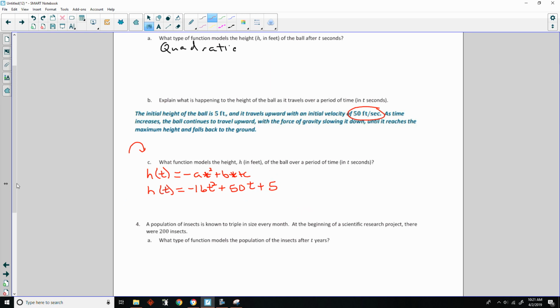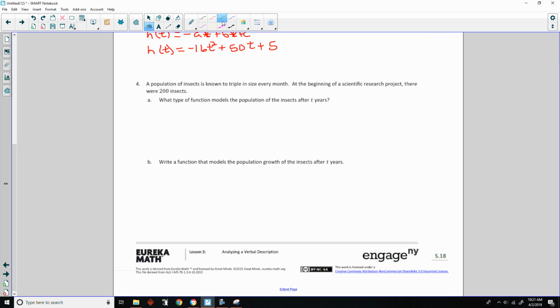Number four, a population of insects is known to triple in size every month. At the beginning of a scientific research project, there were 200 insects. That is my A. What type of function models the population of insects after t years? That is going to be exponential. B says, write the function that models the population growth of insects after t years. So we know that population is going to equal the initial population, P sub 0, times 1 plus the rate to the power of n times t.